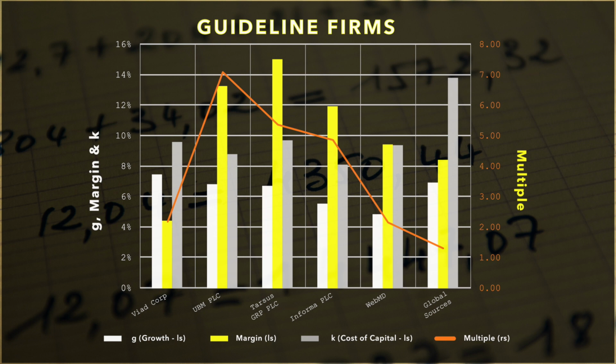When you look at this PowerPoint, there are 2 points that seem obvious to me. One is that the expected growth in earnings, while it varies across companies, varies within a very narrow range. That's number one. Number two, except for Global Sources, the cost of capital among these firms is about the same. They're different, but vary within a narrow range. Now, what does this imply?